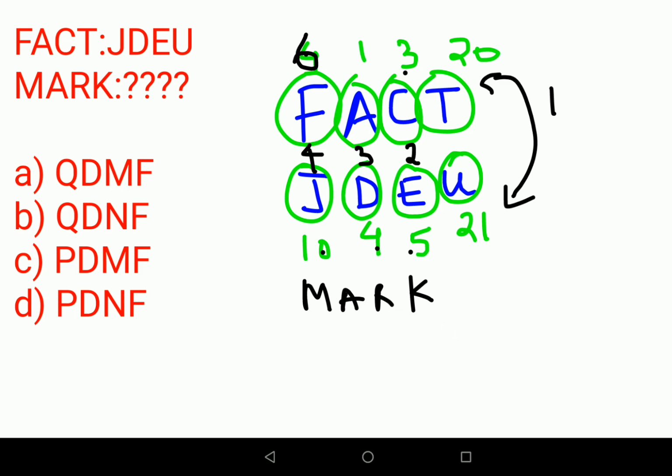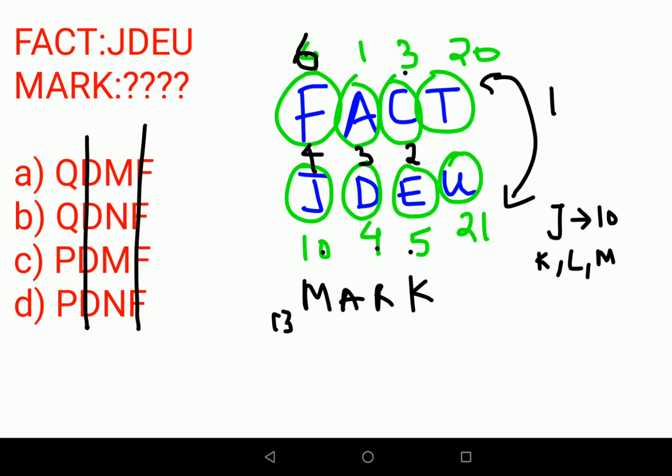Now look closely at your options. You don't have to worry about the second letter and the last letter. At least I'm giving you a hint of what you should be doing while solving. Now your first letter M. So J stands for what? 10. So K will be 11, L will be 12, M will be 13. So this will be 13.